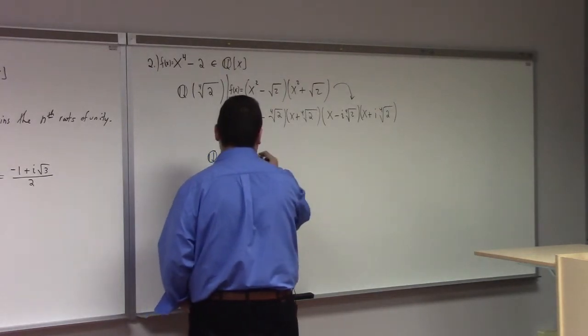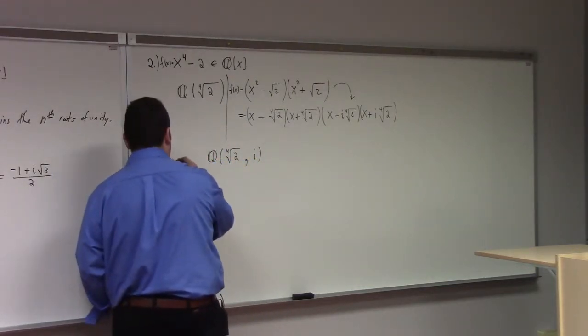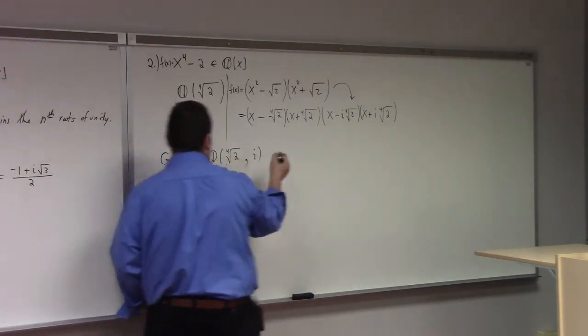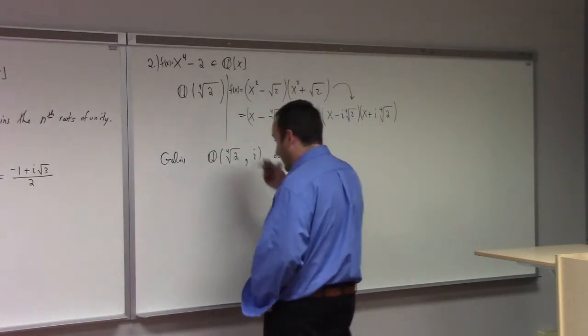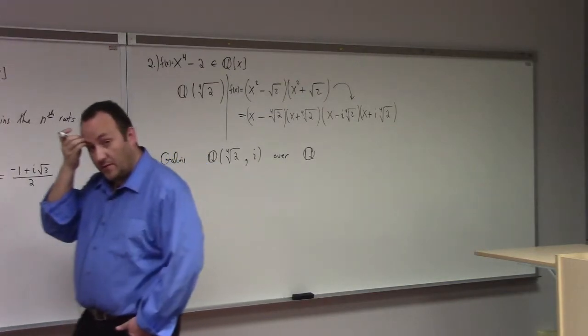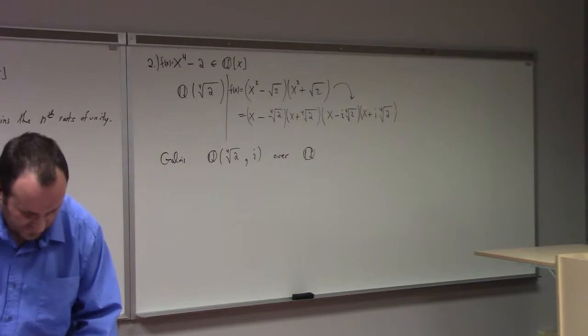If I adjoin i, right? So this is Galois over Q, yeah? Because it's the splitting field for x to the fourth minus 2. Do you guys agree? So I hopefully you see the importance of the roots of unity in this discussion.